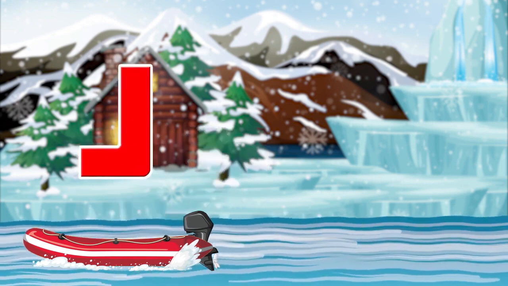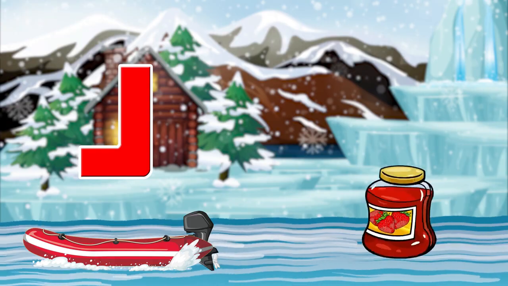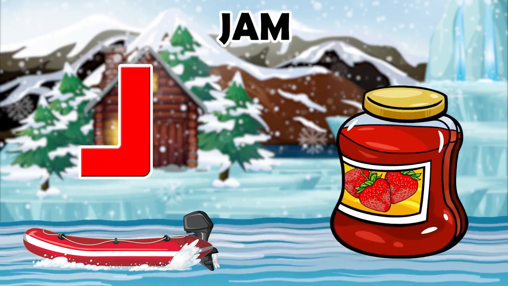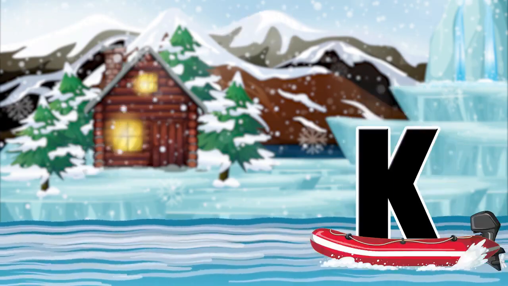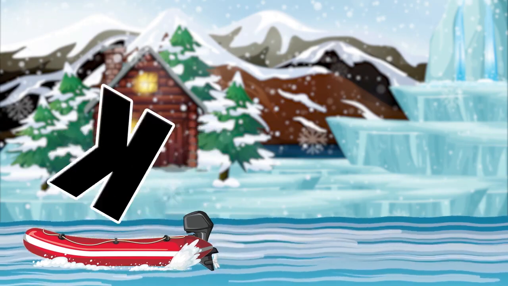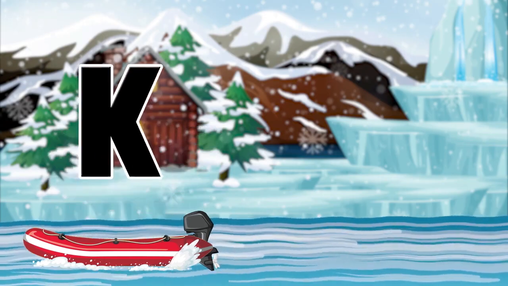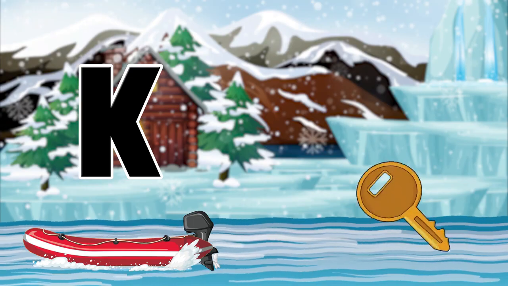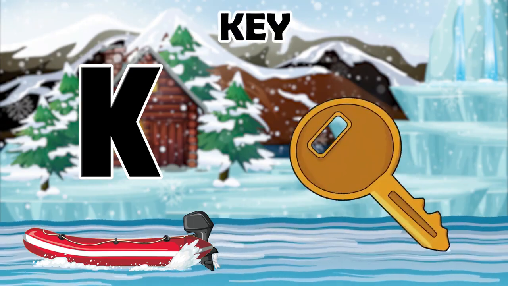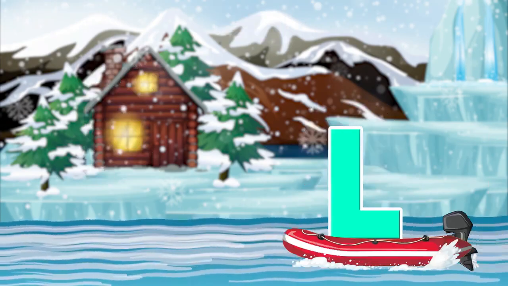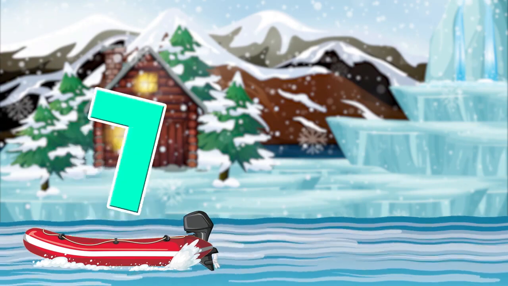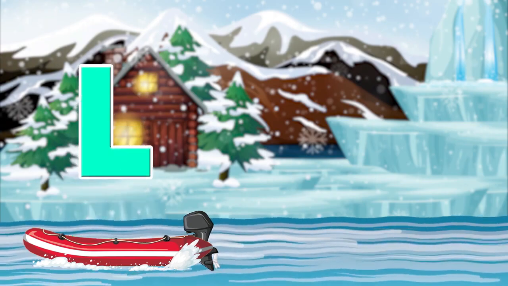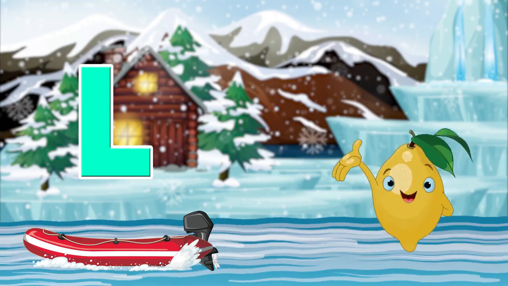J. J is for jam. K. K is for key. L. L is for lemon.